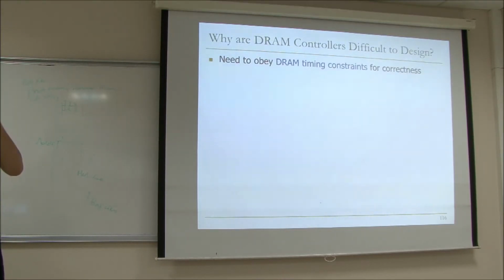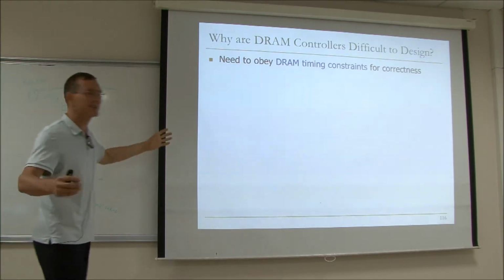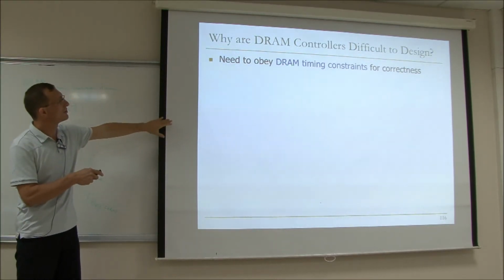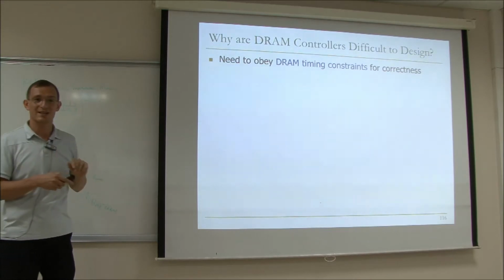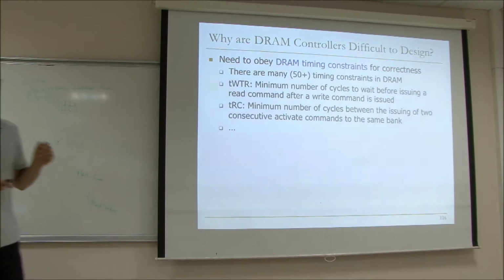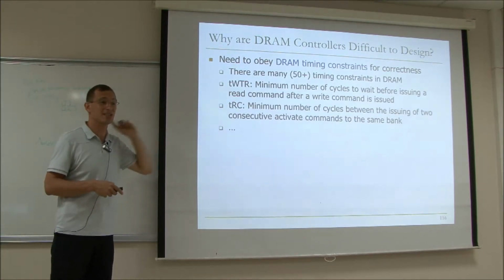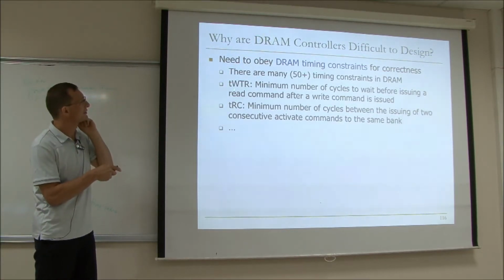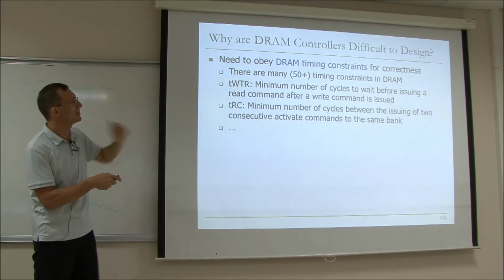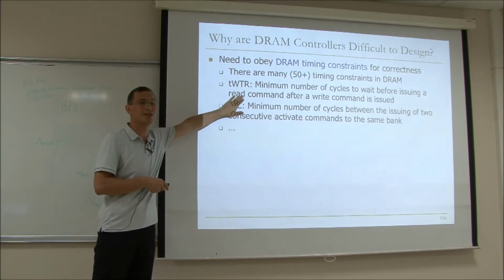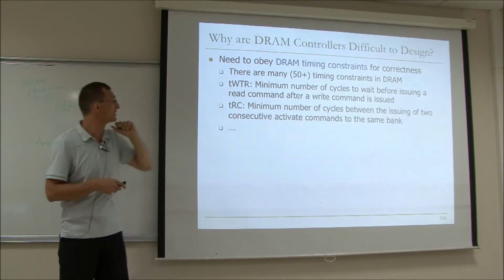So why are DRAM controllers difficult to design? You've seen already that there are many things that they need to do. They need to obey the DRAM timing constraints for correctness. So what does this mean? There are actually many timing constraints in DRAM. There are more than 50 in one of the data sheets. One is WTR, for example. This is the minimum number of cycles to wait before issuing a read command after a write command is issued.